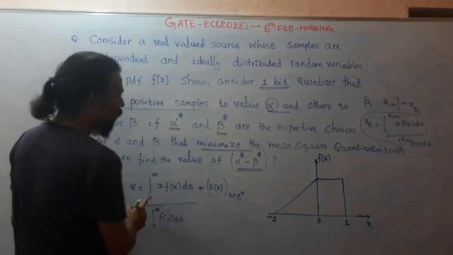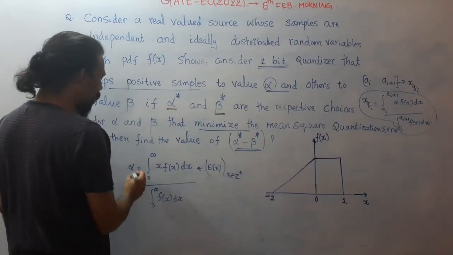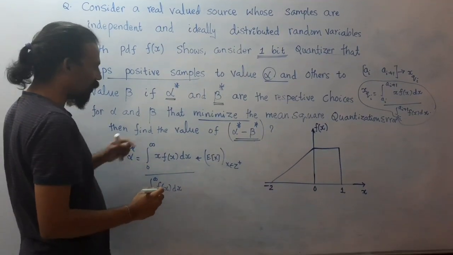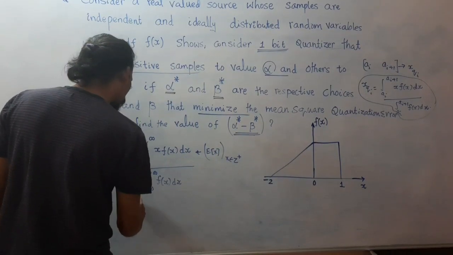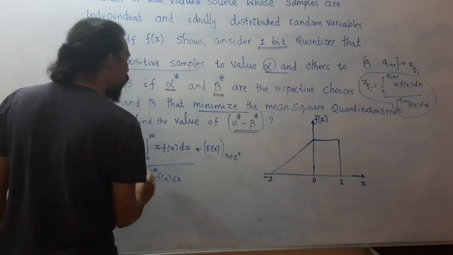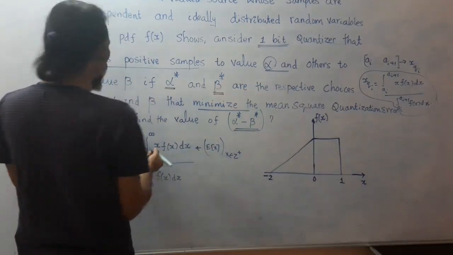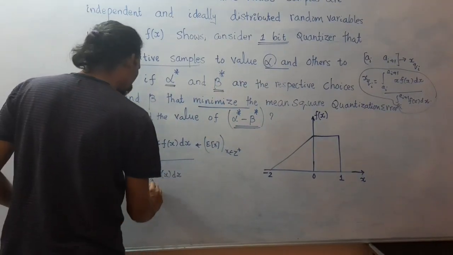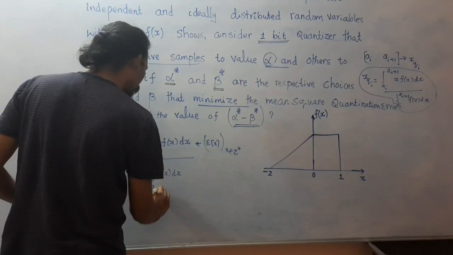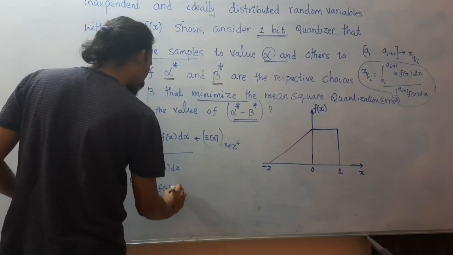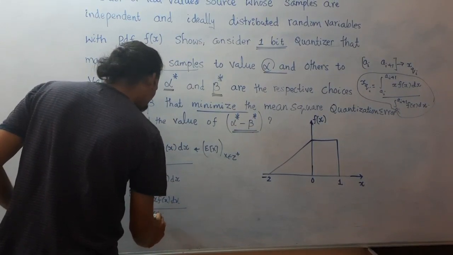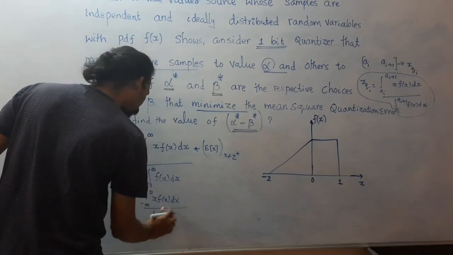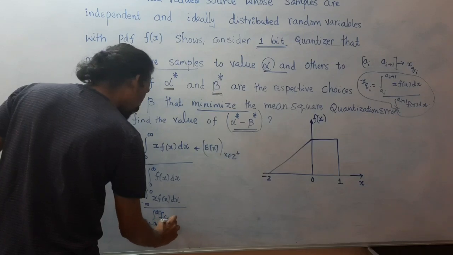Since alpha is mapping the positive values, alpha star is from 0 to infinity. And what is the beta star value? Beta is the respective choice for the other values, meaning negative values. So beta star equals the integral from minus infinity to 0 of x into f of x dx, divided by the integral from minus infinity to 0 of f of x dx.